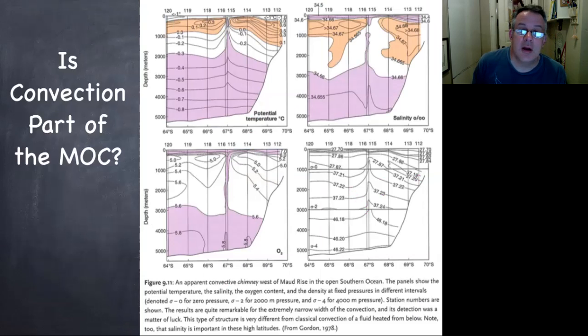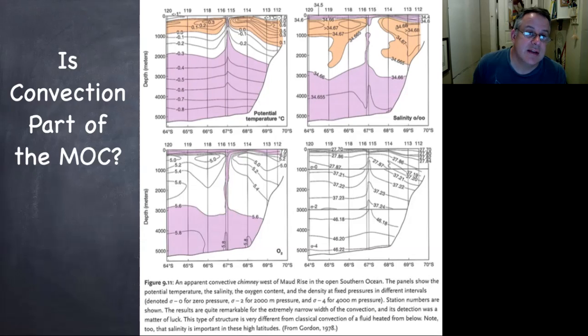Is convection part of it? Well, yes, it is, in the sense that cold stuff is dropping in depth. So here we're looking at potential temperature. You see cold anomalies going all the way up to the surface. You see salinity anomalies going up to the surface. These are signatures of convective activity. A convective chimney west of the Maud Rise in the open Southern Ocean. So once that convective chimney comes down, it's linking these density surfaces from the surface down. So that is part of the meridional overturning circulation.